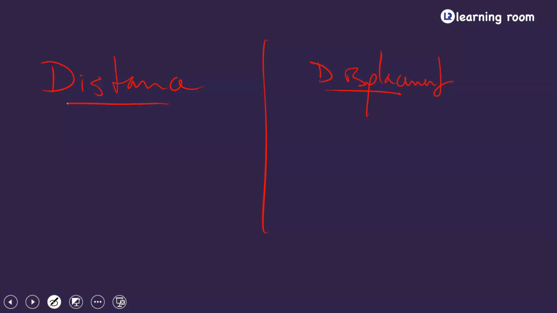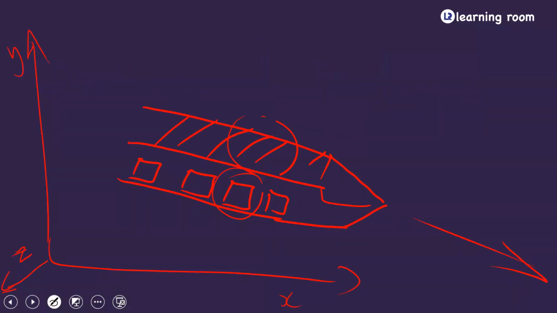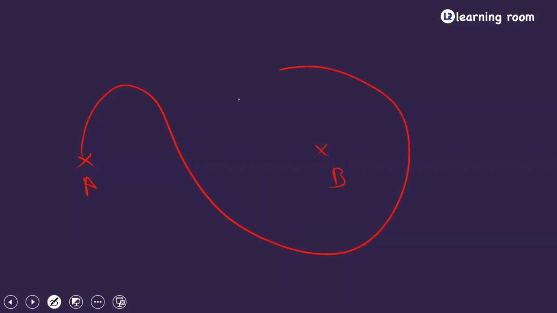Distance is the overall distance. Okay, let's say I will take this one. There is A, this is my B. Distance is equal to speed into time, whereas displacement is speed into time with regard to direction.